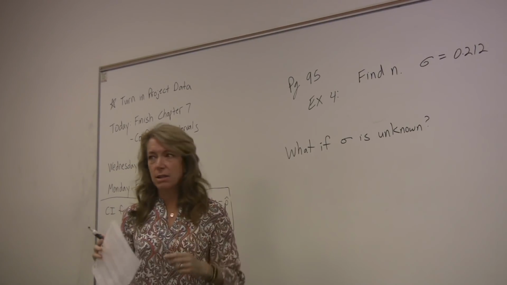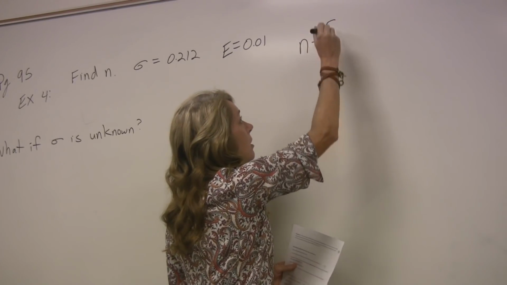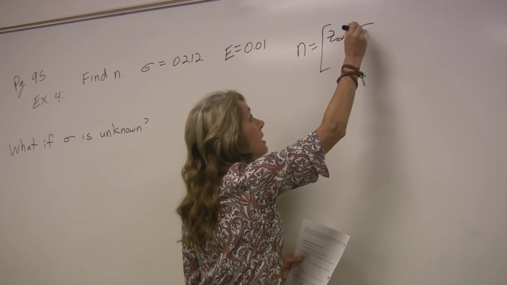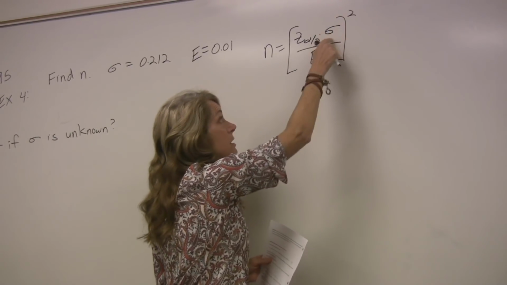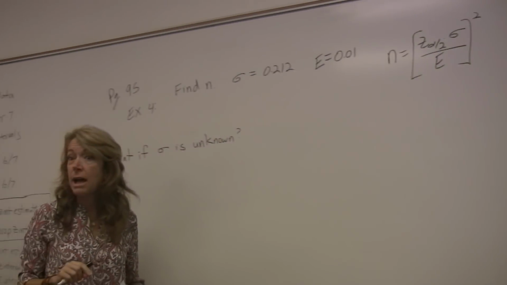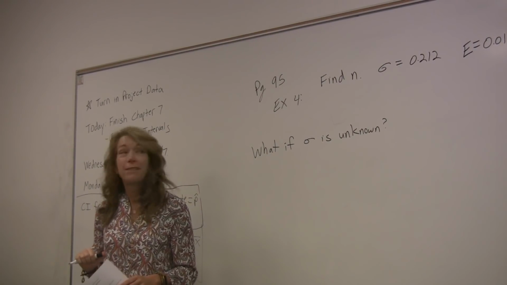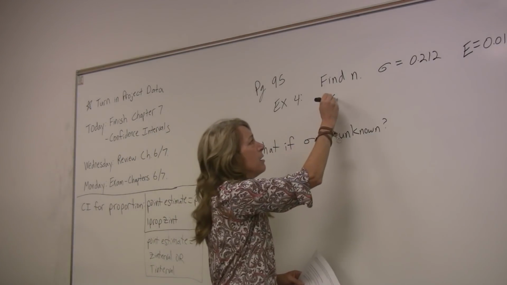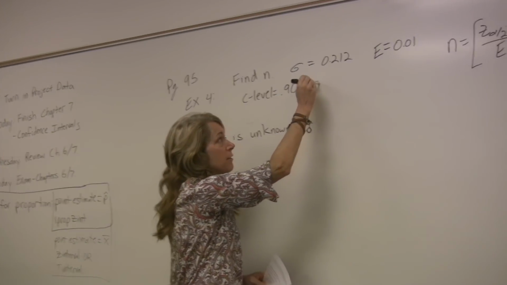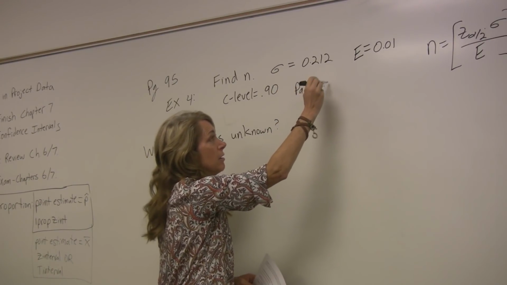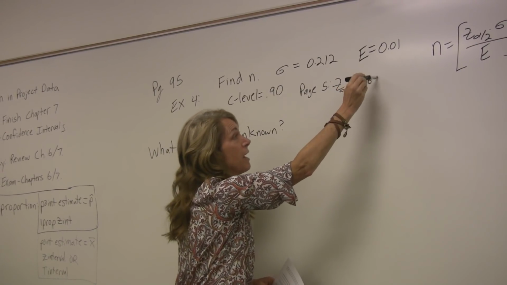To use the n formula, which I just erased, do I have everything I need? I need to find my z, she's telling me over here. I have sigma, I have E. What's the quickest way to find that Z? Bottom of page 5? What was the confidence level? 0.90. So from page 5, what's the critical value? 1.645.